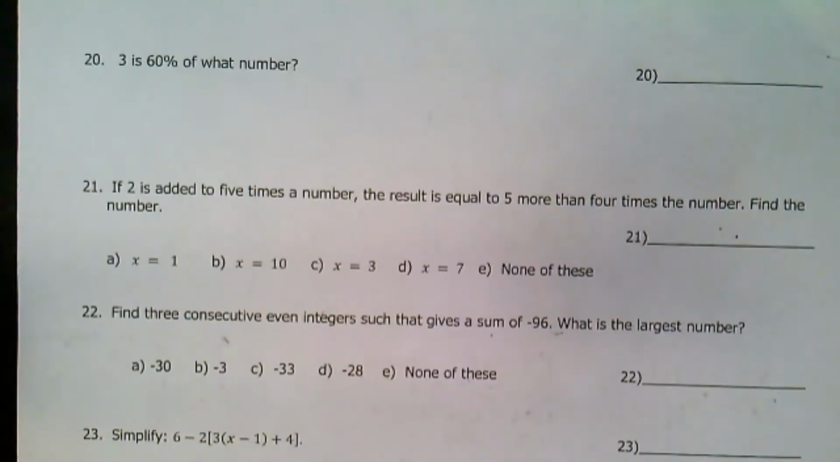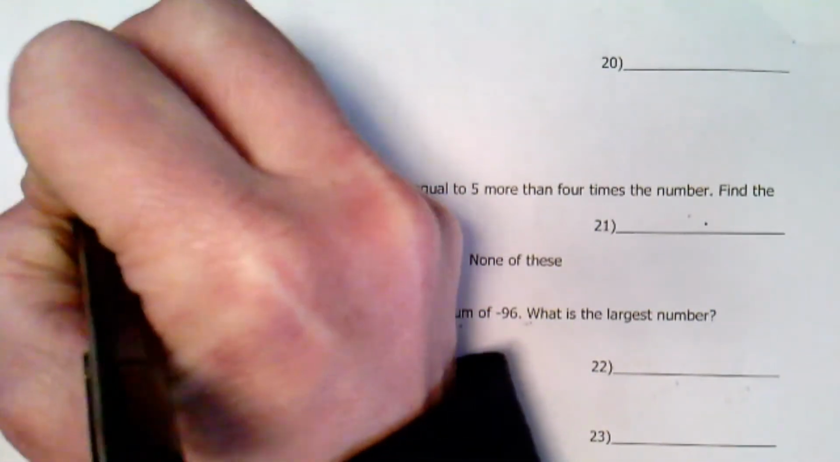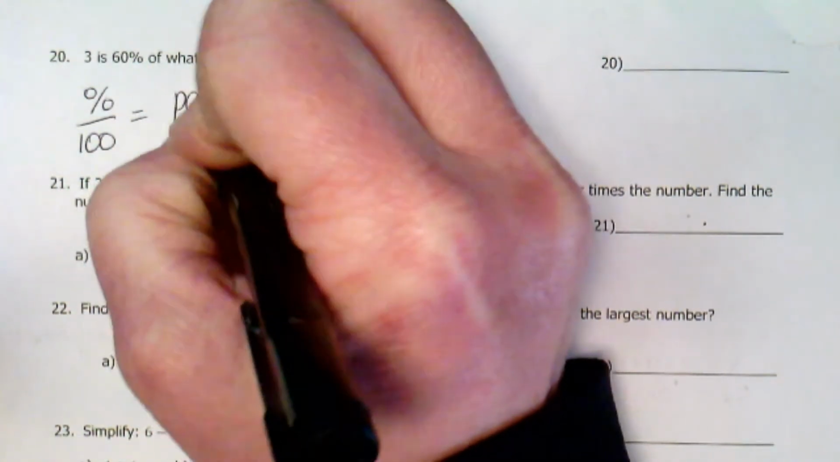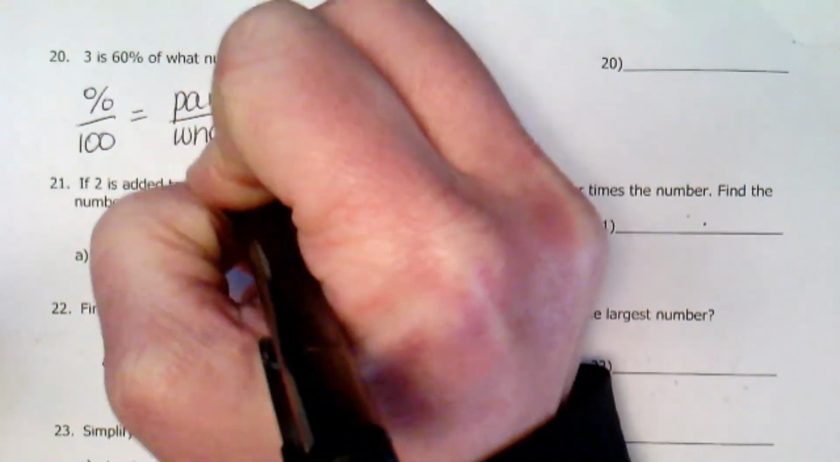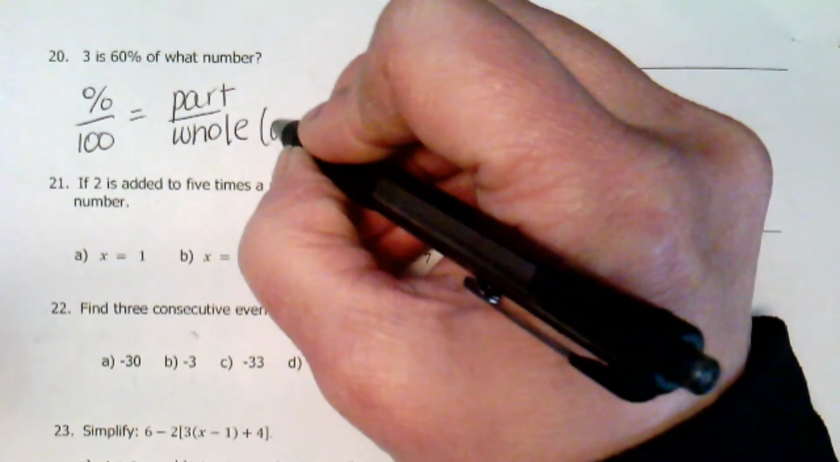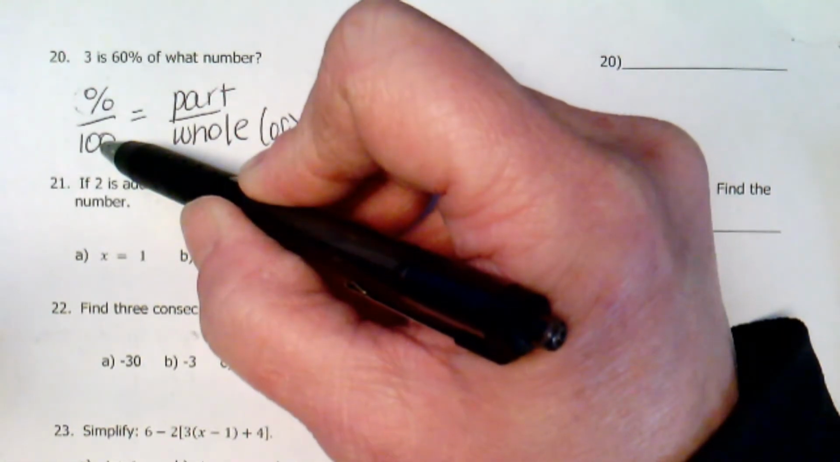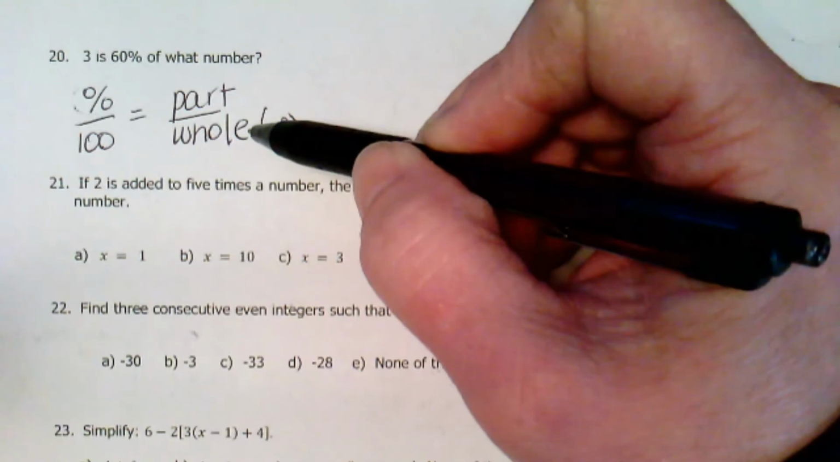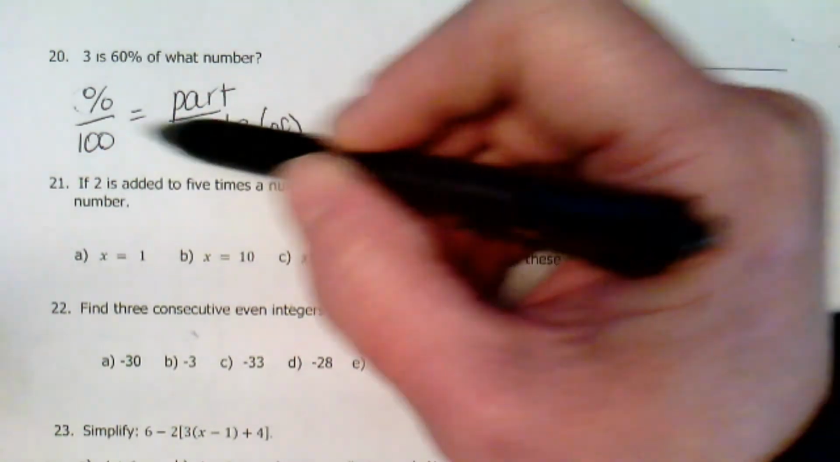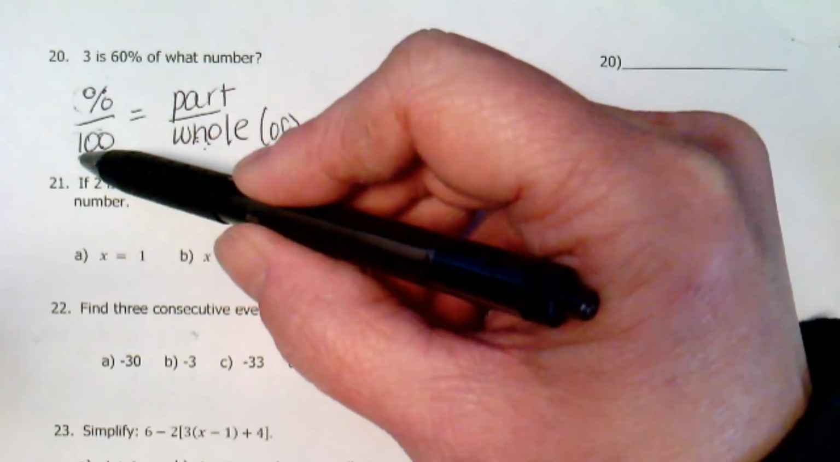Alright, number 20. 3 is 60% of what number? I like to use the formula percent over 100 equals part over whole. I'm not a very big fan of the A equals PB. Too hard to remember. But with this formula, if you can remember, the percent always goes over 100. What follows the word of is always the whole. So those are the two things I look for to go in those two spots. This one never changes.